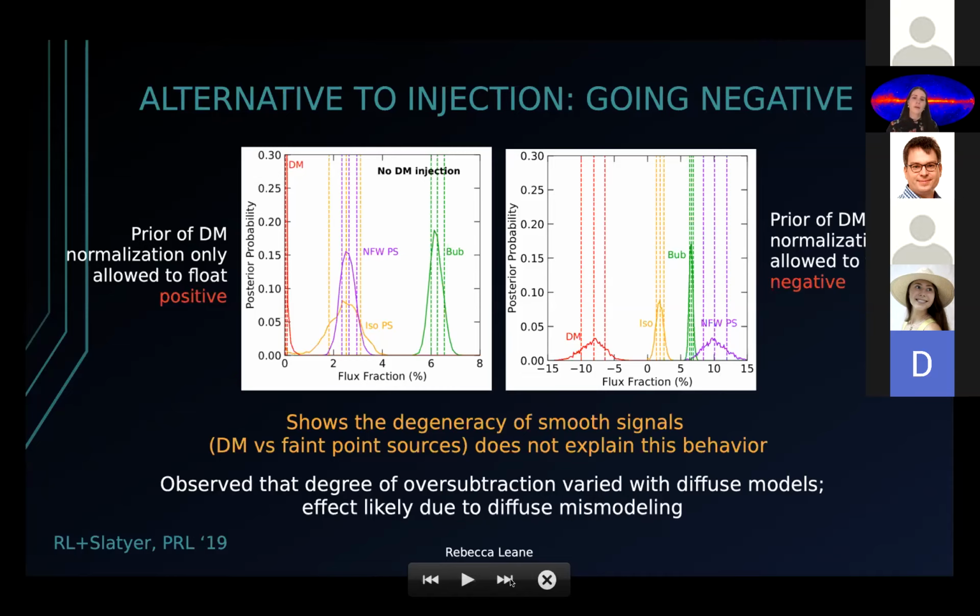We also observed that the degree of oversubtraction, being just how negative the dark matter was floating, varied with different diffuse models. So it didn't go to the same negative value for all these different diffuse models. So the effects seemed to be worse in some models compared to others. So we also said the effect likely was due to diffuse mismodeling.